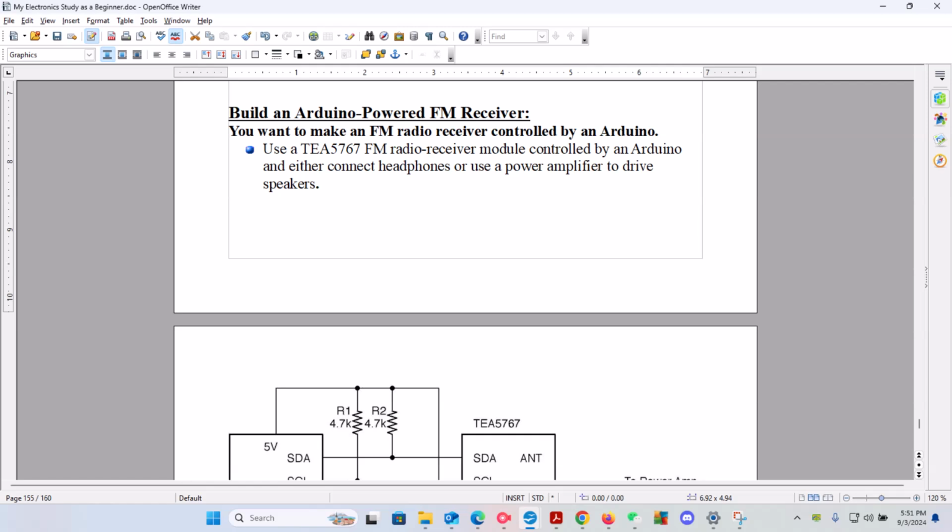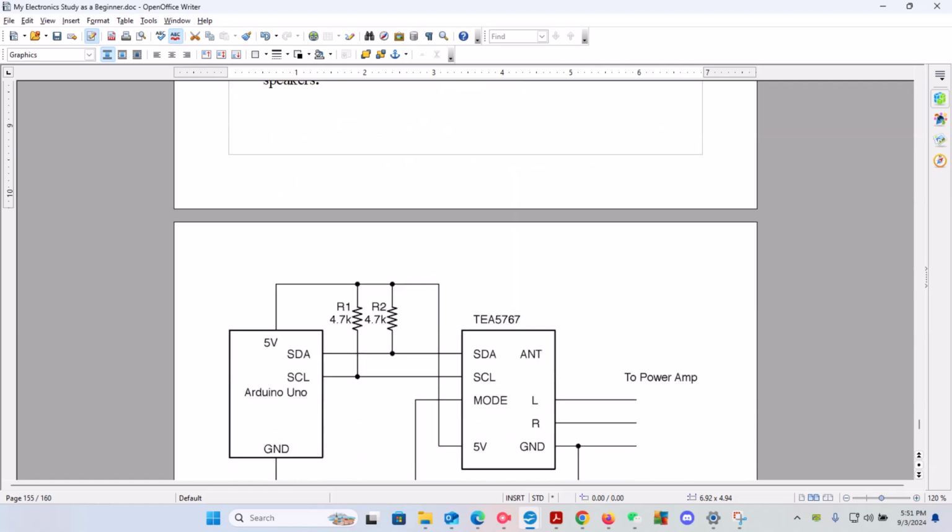This is a main board. I'll show you a picture in a moment. You have two main ones. You have one called an Arduino, and then one called a Raspberry Pi, as in PI. What you want to use is a TEA5767 FM radio receiver module controlled by an Arduino, and then connect headphones or a power amplifier to drive speakers.